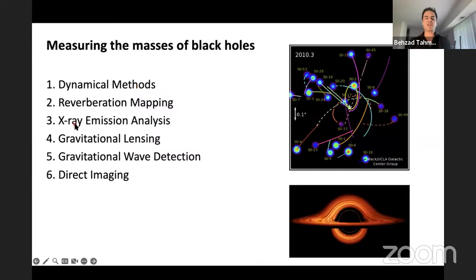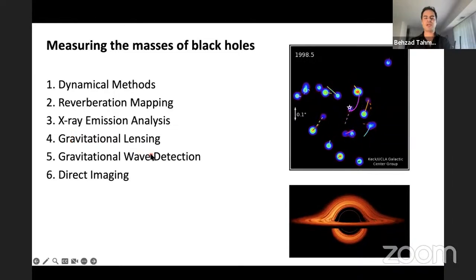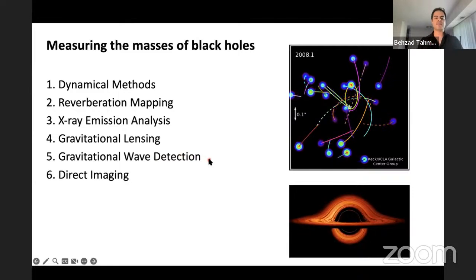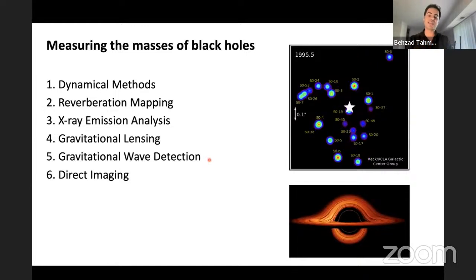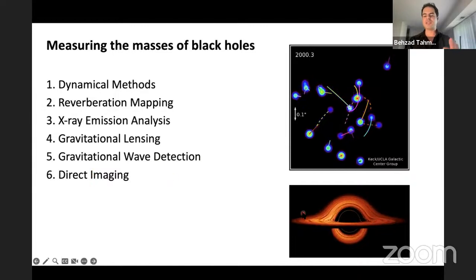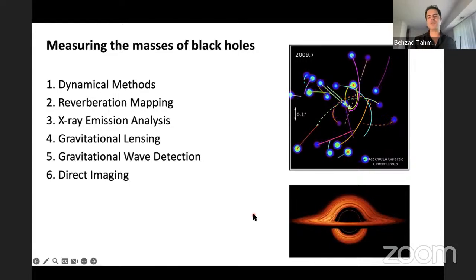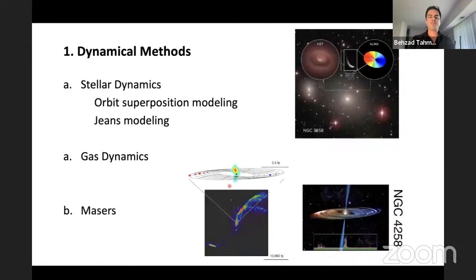There are a few other methods like X-ray emission analysis, gravitational lensing, and gravitational wave detection, for example in LIGO, which can detect the merger of black holes and estimate the mass of each black hole. And there is direct imaging, which happened a few years ago for one black hole, and it's also possible to measure the mass using direct imaging. I will go more toward the dynamical modeling method.